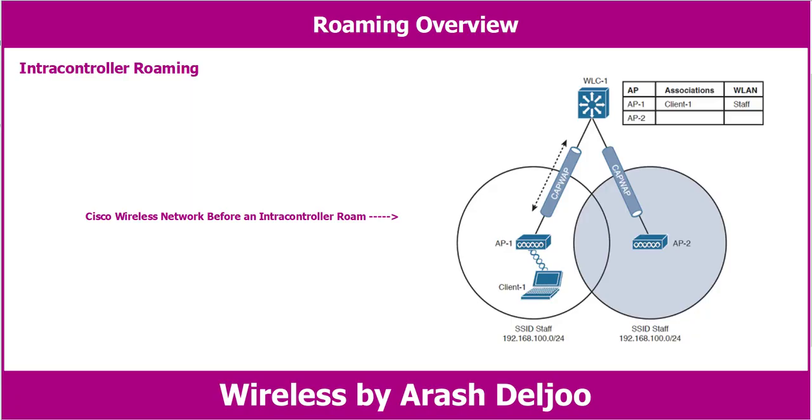Alright, now let me explain a little about intra-controller roaming. In a Cisco wireless network, lightweight APs are bound to a wireless LAN controller through CAPWAP tunnels. The roaming process is similar to that of autonomous APs. Clients must still reassociate to new APs as they move about. The only real difference is that the controller handles the roaming process because of the split MAC architecture.